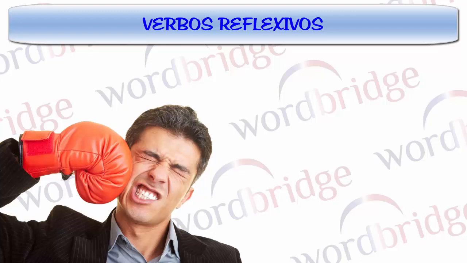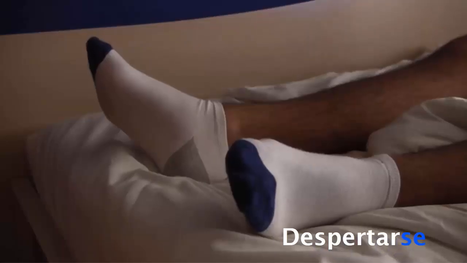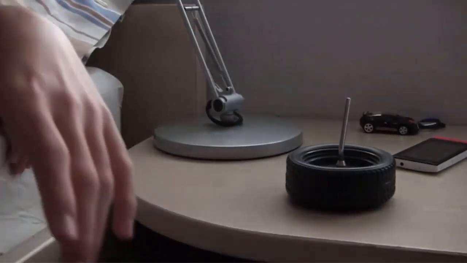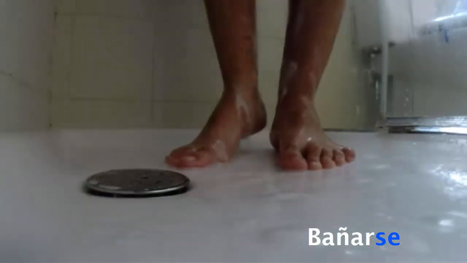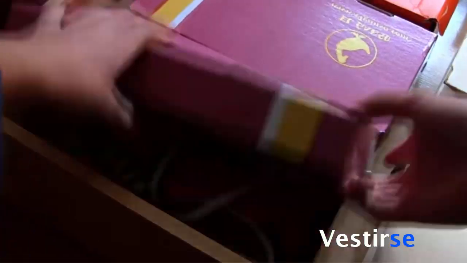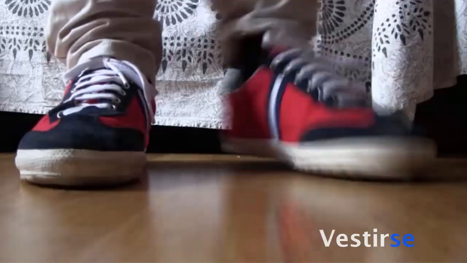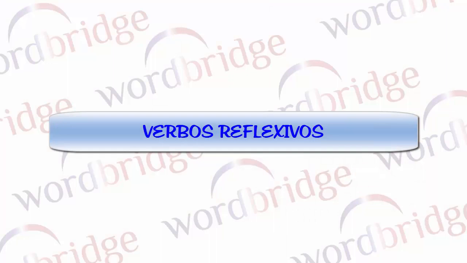A reflexive verb is a verb that refers to an action made by a subject on itself. The action falls on the subject itself. You can recognize it because it ends on se. Despertarse, levantarse, bañarse, vestirse, etc.